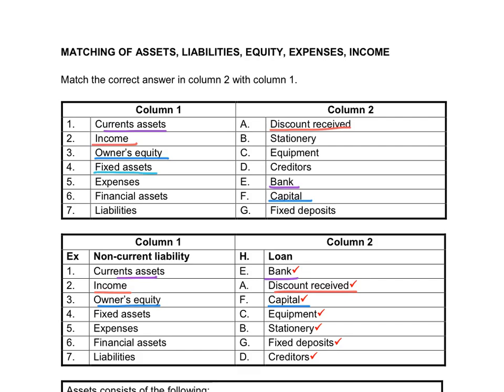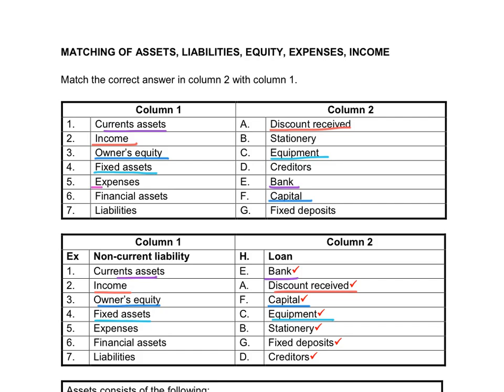Fixed assets are assets that we will use over a long period, more than 12 months in the future. That is land and buildings, furniture, equipment, machinery, and vehicles. So the only one that's on this list is equipment, and we will match the fixed assets with equipment.